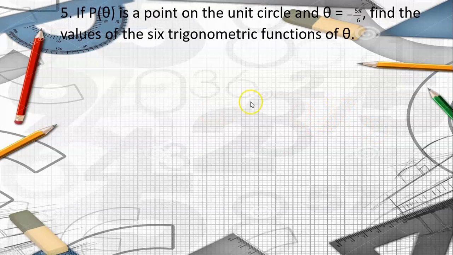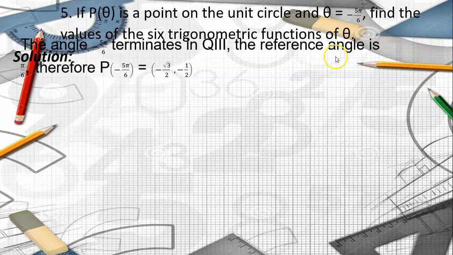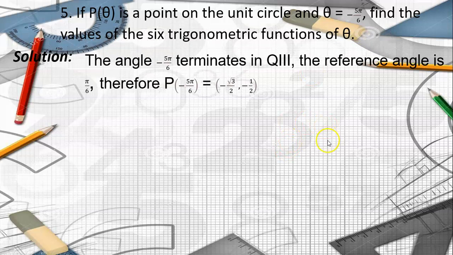And then another example here, if P of theta is a point on the unit circle and theta is negative 5 pi over 6, find the values of the 6 trigonometric functions of theta. So our solution, the angle negative 5 pi over 6 terminates in quadrant 3. The reference angle is 5 pi over 6. Therefore, P of negative 5 pi over 6 is equal to negative square root of 3 over 2 and negative 1 half.